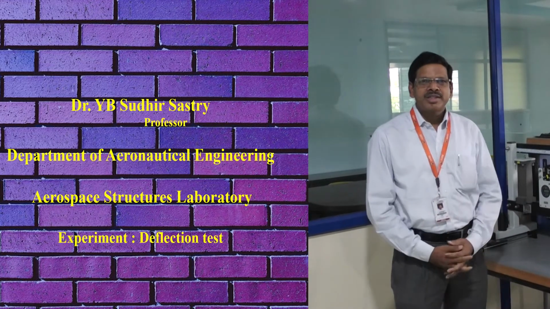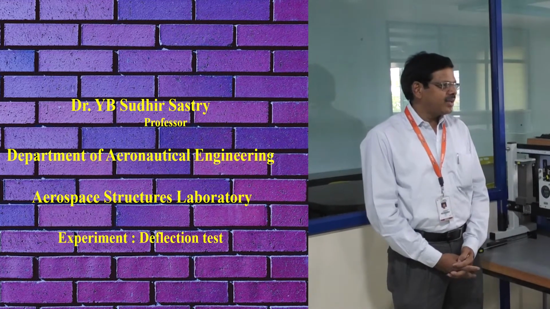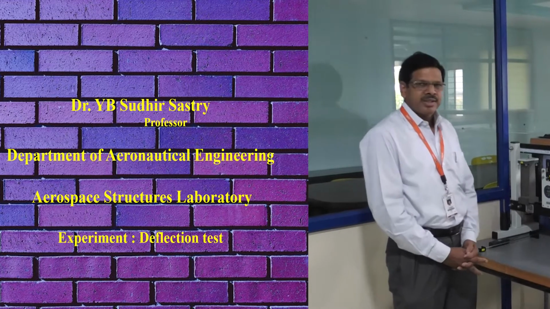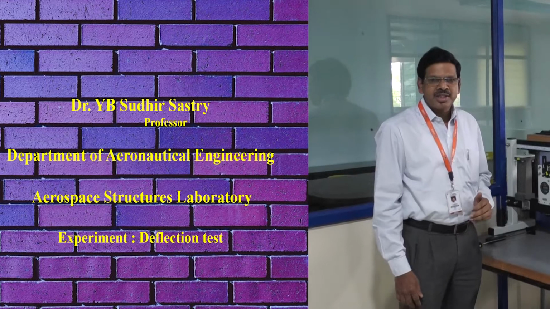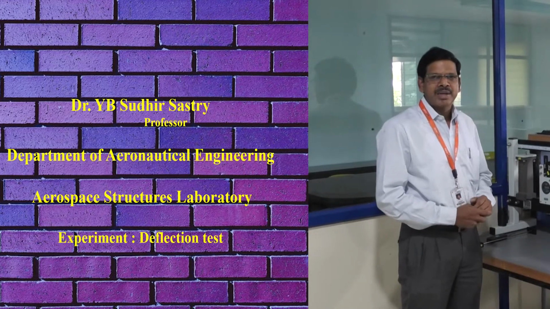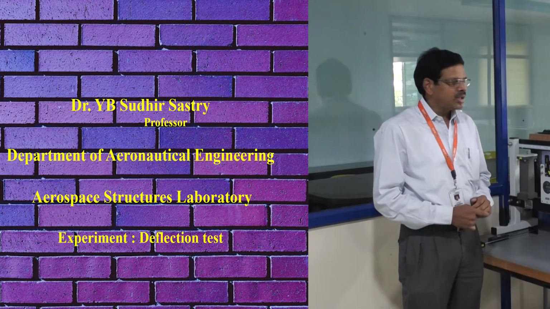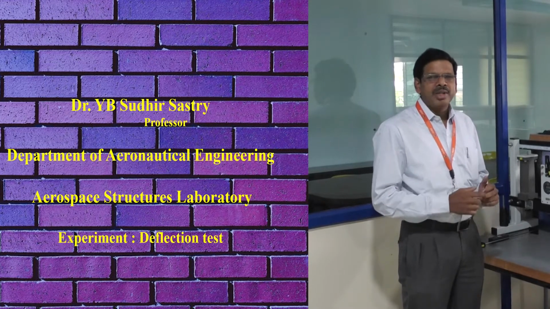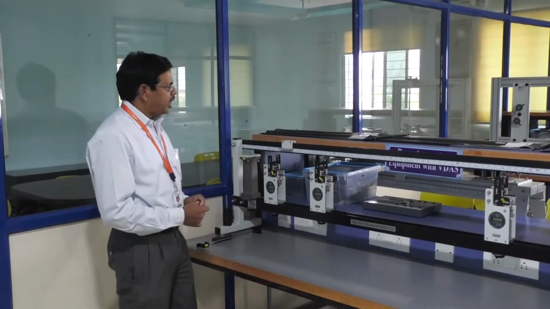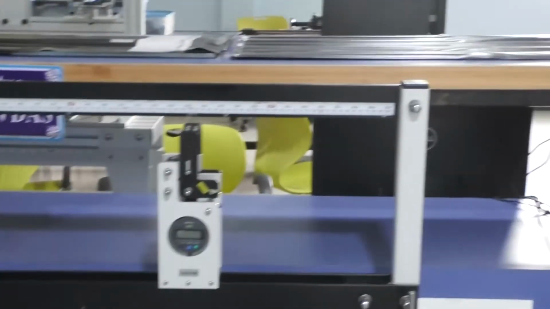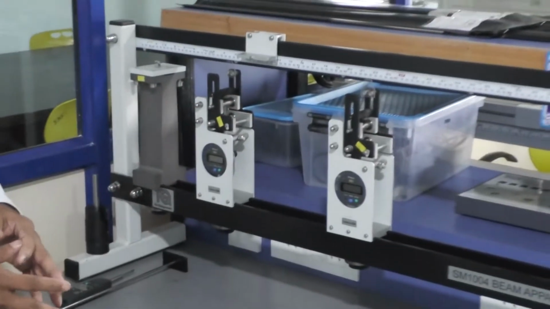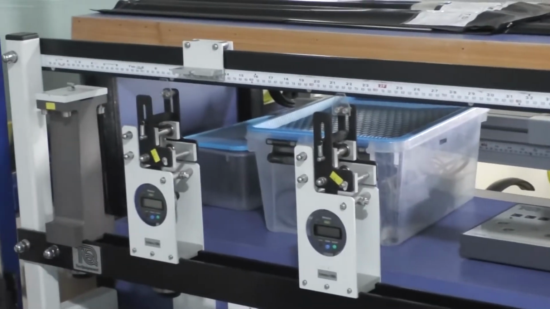Today, I'm here in the structures lab to explain the beam apparatus. We have to conduct how to find out the deflection of the beams. That is the first experiment in the structures laboratory: how to find out beam deflection when we apply loads. So here we have the beam apparatus, and by using this apparatus, we are going to conduct the experiment.